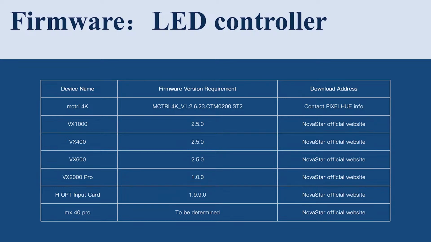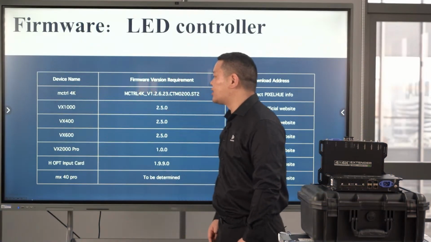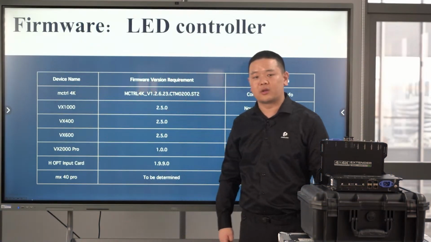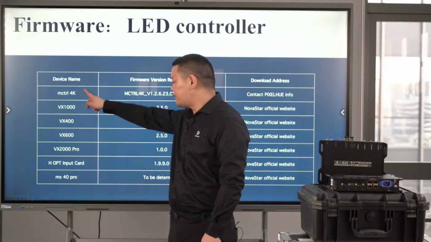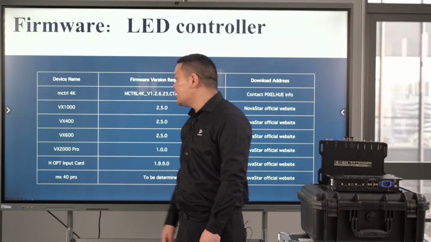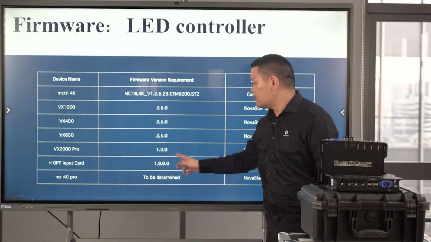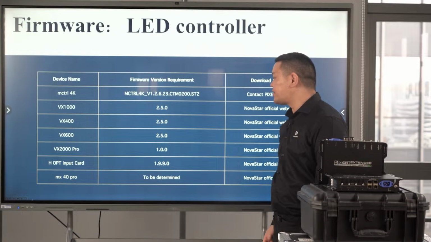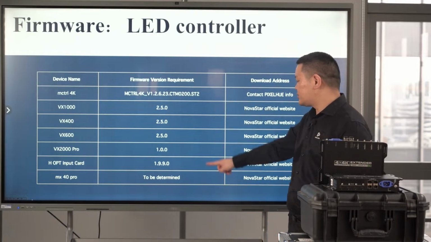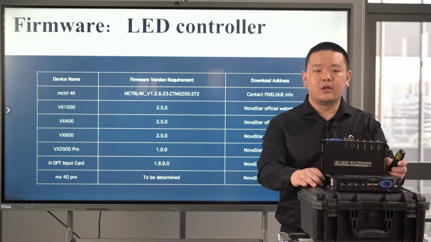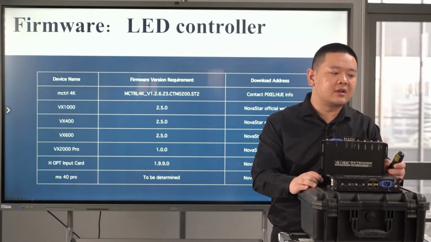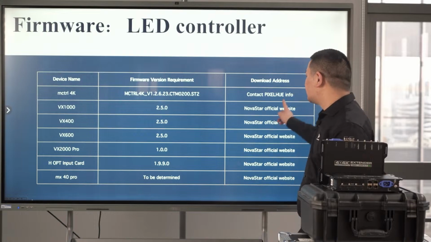And then the last one is the LD control system. Here are the modules that support optical transmission to the Pixelhue and Northstar system. Except for M Control 4K and MX40 Pro, for the rest you can get the firmware on our Northstar website. And for those 2, you can contact our engineers, or you can send a message to Pixelhue info.